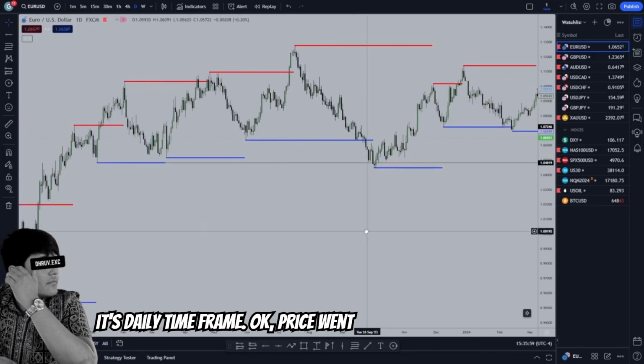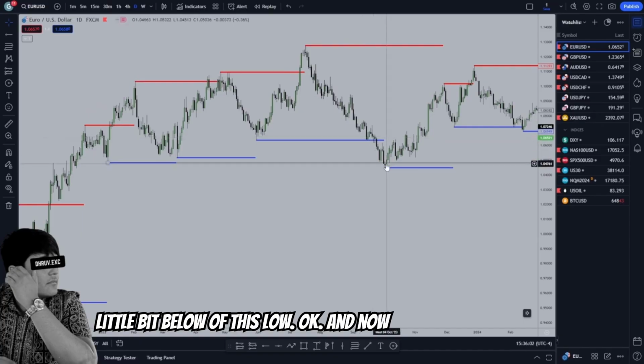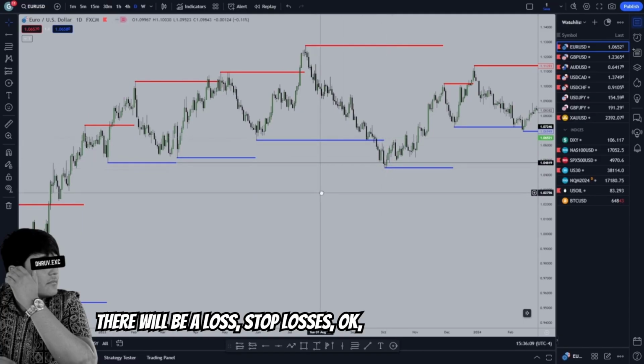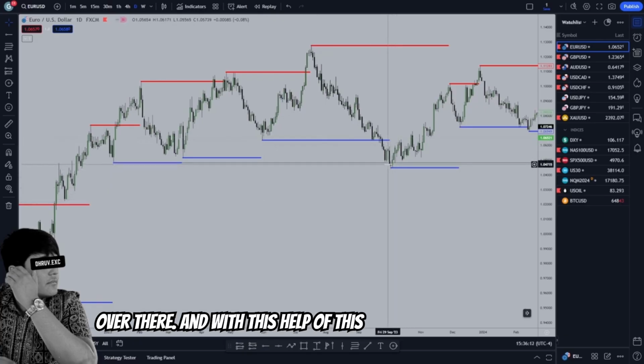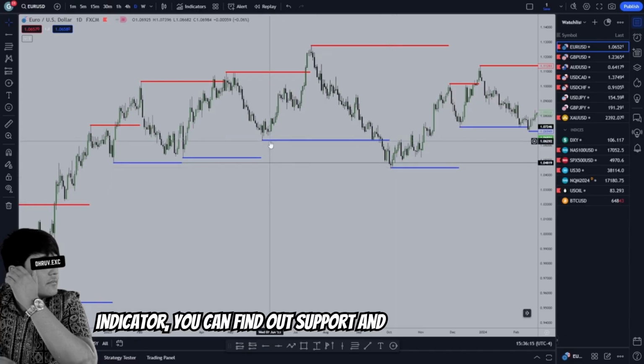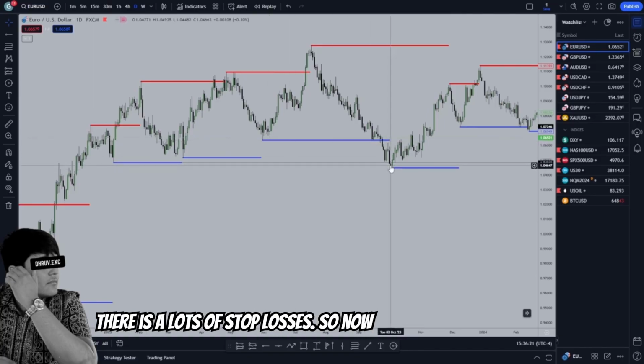See, it's daily time frame, okay? Price went a little bit below of this low, okay? And now what's over there? What I told you, that there will be stop losses, okay? There will be lots of stop losses right over there. And with the help of this indicator, you can find out support and resistance, and you can find out the stop losses also. So now you can see that there is lots of stop losses.